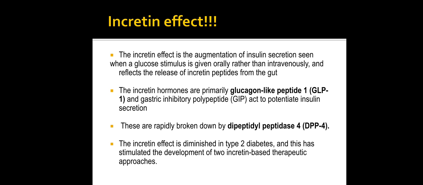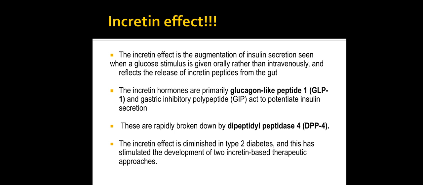This is because of the production of certain hormones, the incretin hormones, primarily the glucagon-like peptide 1, GLP-1, and the gastric inhibitory polypeptide, GIP, which act to potentiate the insulin secretion. So this effect is called the incretin effect, the effect of the incretin hormones to increase the insulin production after a glucose meal. These hormones are rapidly broken down by an enzyme called DPP-4, dipeptidyl peptidase 4. So this is the normal metabolism of incretins.